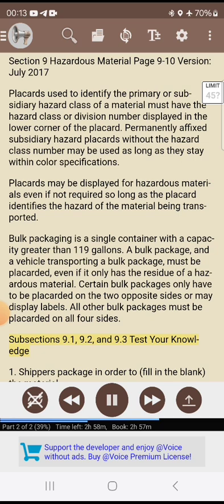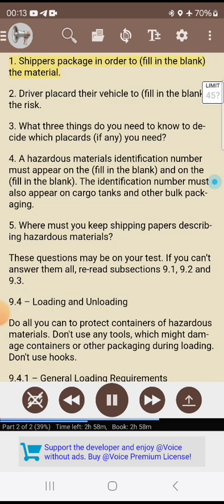Subsections 9.1, 9.2, and 9.3 test your knowledge. 1. Shipper's package in order to fill in the blank the material. 2. Driver placard their vehicle to fill in the blank the risk. 3. What three things do you need to know to decide which placards, if any, you need? 4. A hazardous materials identification number must appear on the fill in the blank, and on the fill in the blank. The identification number must also appear on cargo tanks and other bulk packaging.